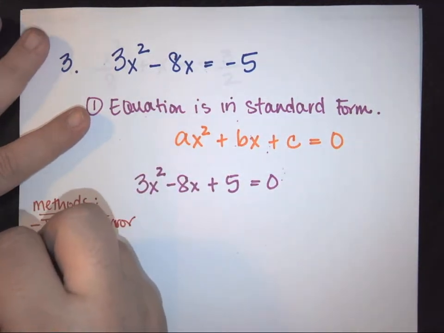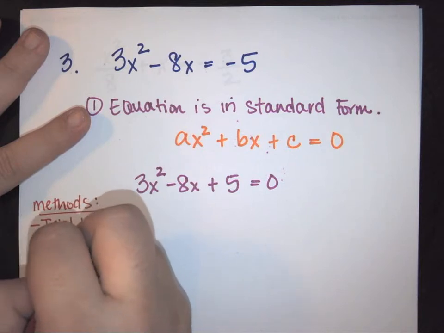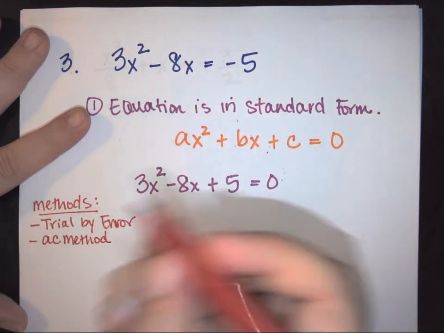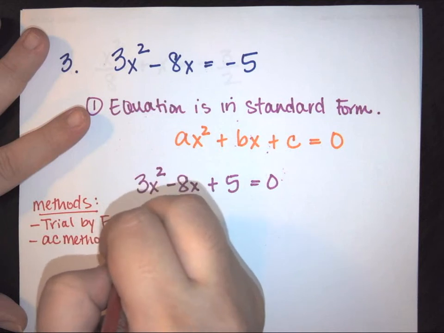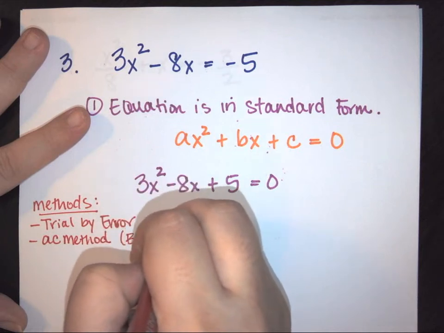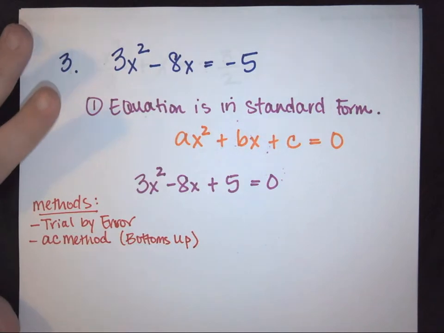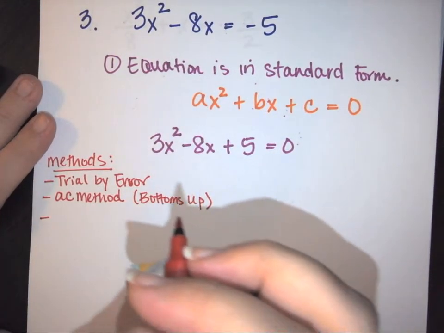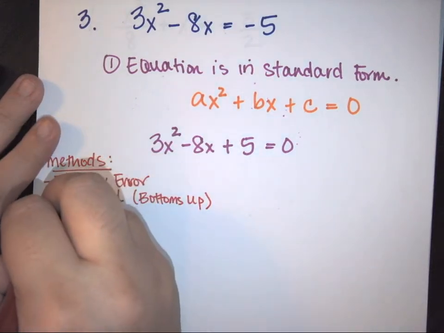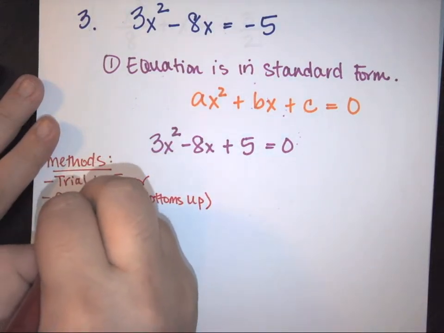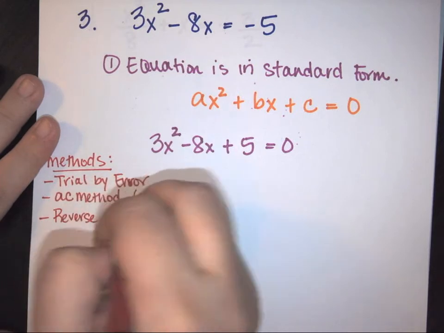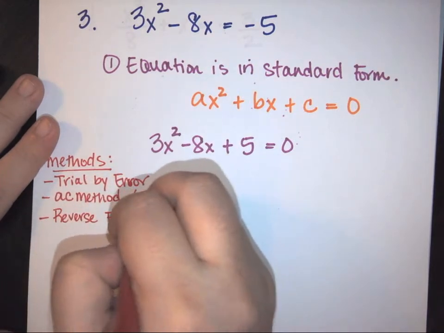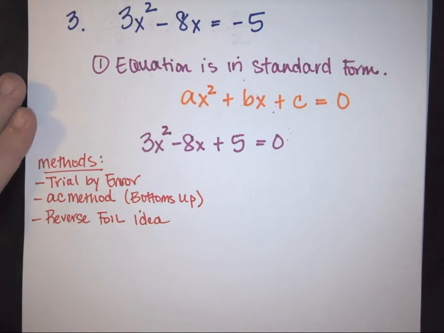We have the AC method. Now this method I like to call bottoms up, but essentially it's the same thing. We can also use the reverse FOIL idea. So whatever idea or method you choose to use to factor it down is completely personal preference and totally up to you.